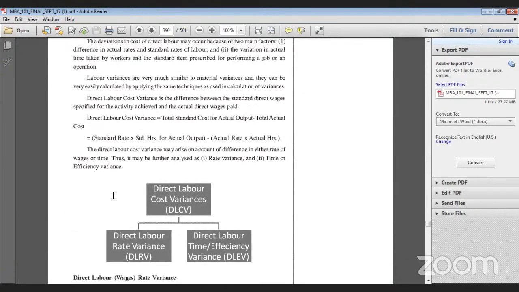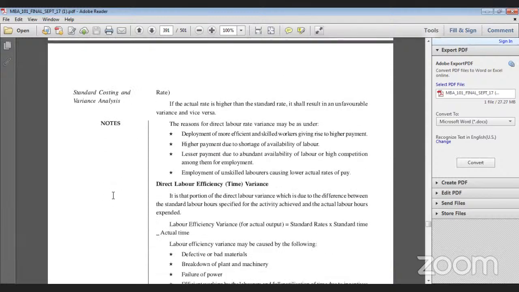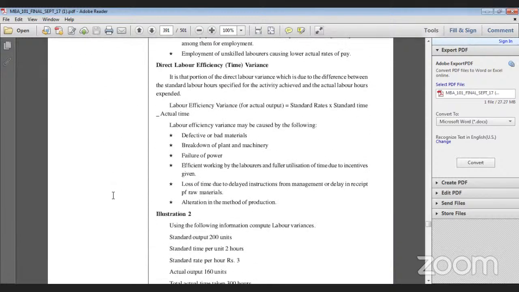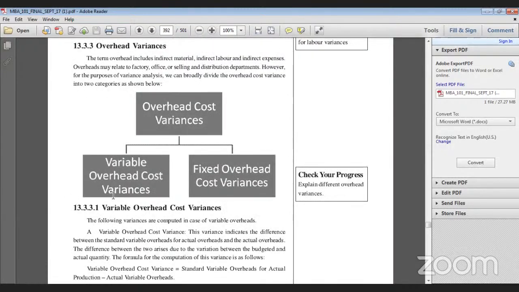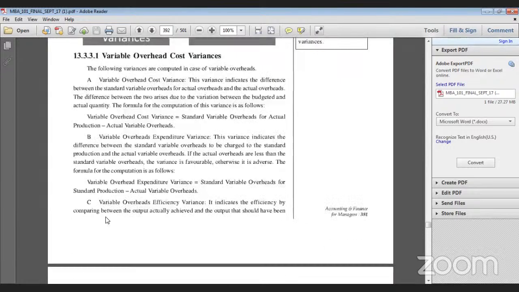They have given various terms like DLRV. After that, they have given overhead variance. Overhead variance is variable overhead cost variance and fixed overhead cost variance. So variable and fixed are two different terms.